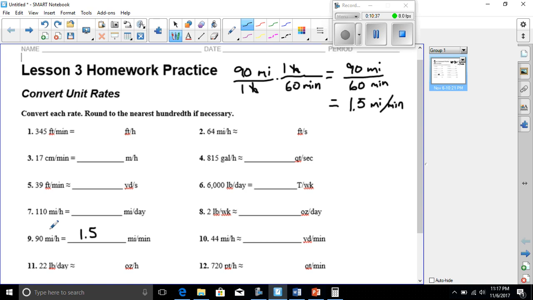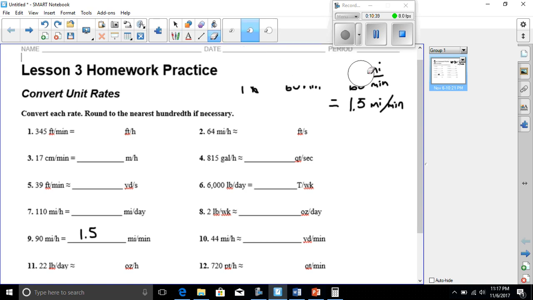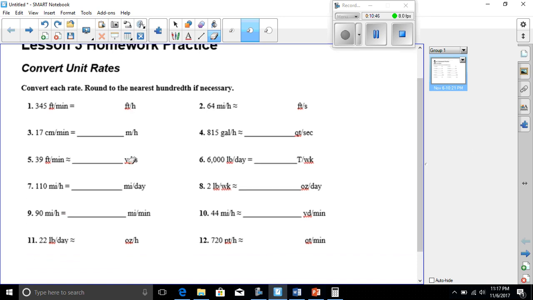All right, we're going to go on to number 11. Let's erase what we got here. Number 11 says 22 pounds in a day. All right, 22 pounds in one day. And we want to convert that to ounces an hour. Well, we're going to have to get both of these here. First of all, I know that there's 16 ounces in 1 pound. Since pound's up here, we're going to put 1 pound over here.